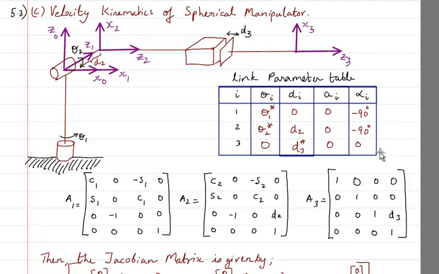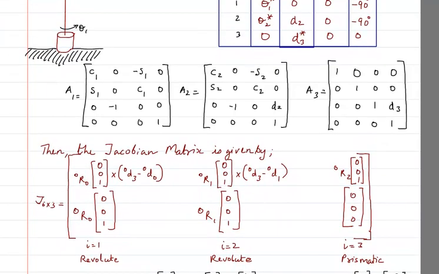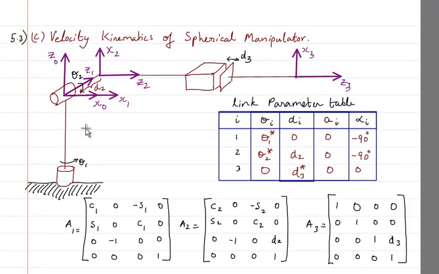So that part is over. Based on that, A1, A2, A3 we can directly define using the equation of Ai, that also we have seen. Now to define the Jacobian matrix, we know that the first joint is a revolute, the second joint is also a revolute, the third joint is a prismatic.